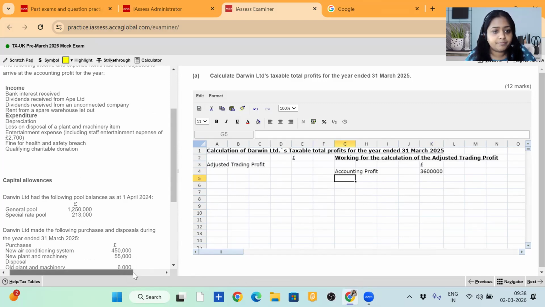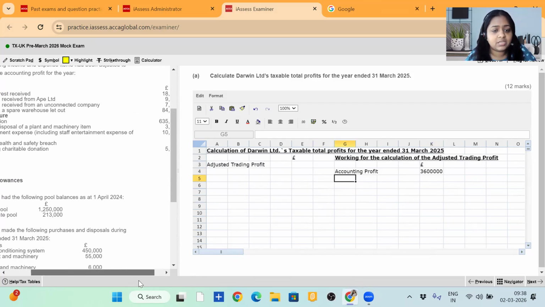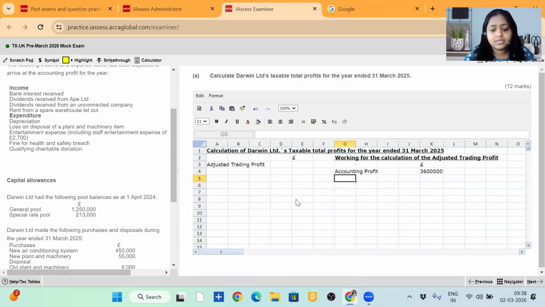Now, income is bank interest received 18,100. It will not be coming here. So I will write here less bank interest 18,100. But at the same time, we know that I will include 18,100 as the non-trade loan relationship. So I can write here non-trade loan relationship. And I will include here 18,100. See, parallel solving makes your life easier.